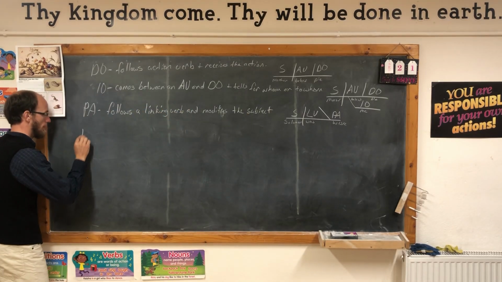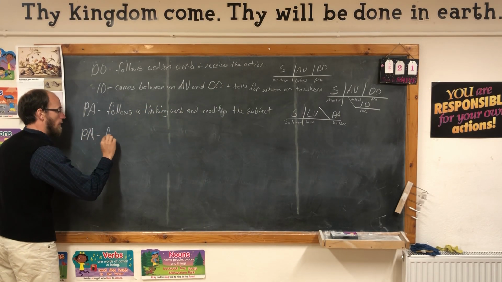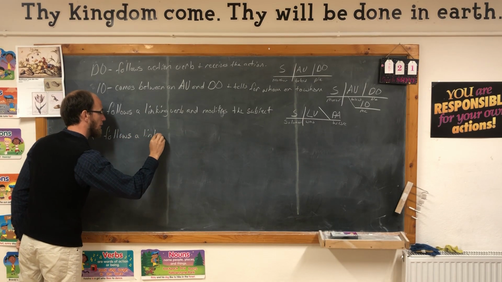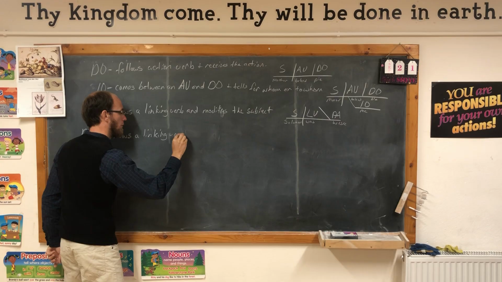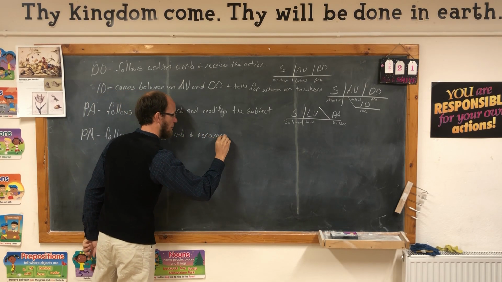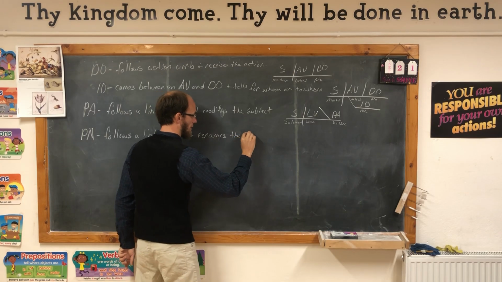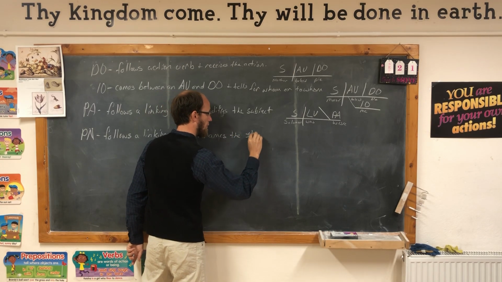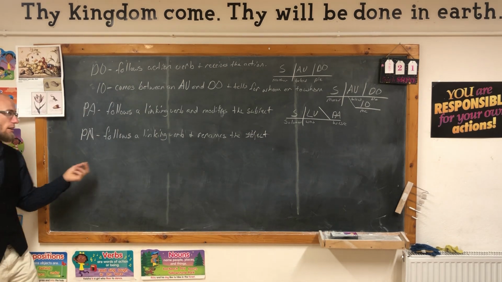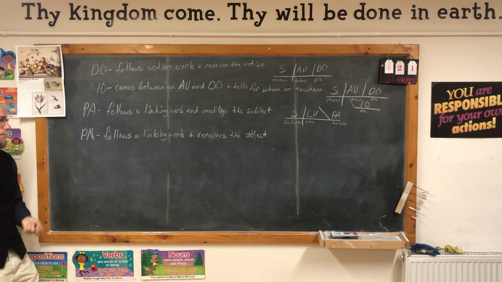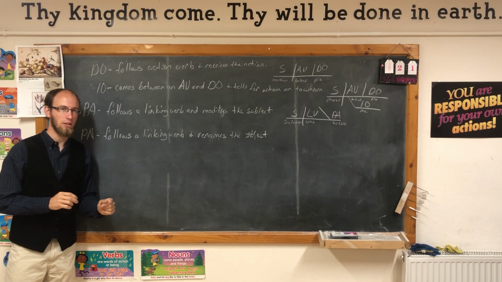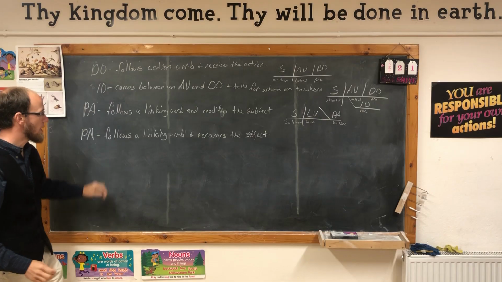And then predicate nominative follows a linking verb and renames the subject. Follows a linking verb and renames the subject. Predicate nominative. Lower grades will call these things predicate nouns, actually. But it follows a linking verb and renames the subject.